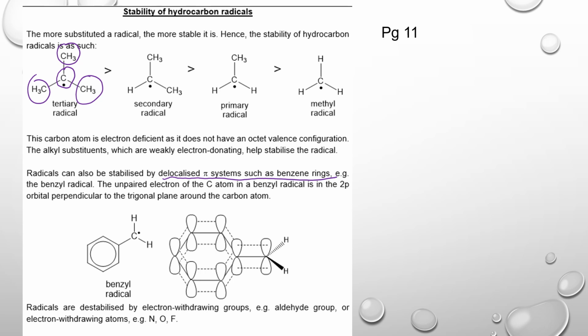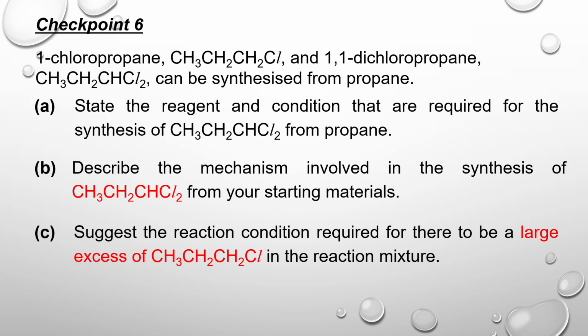We will now do a checkpoint. Pay attention to the details given in the questions. In part B, your mechanism must show two hydrogen atoms being substituted to form 1,1-dichloropropane. In part C, the suggested reaction conditions must give 1-chloropropane as the major product. Please pause the video now to try this checkpoint.